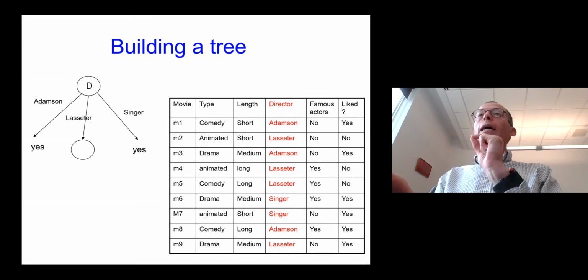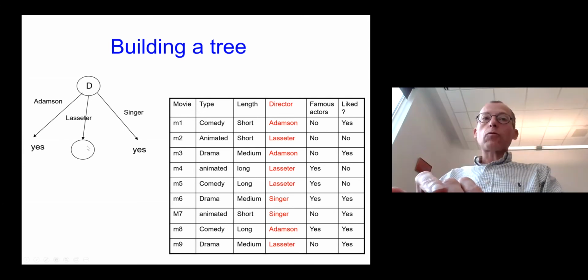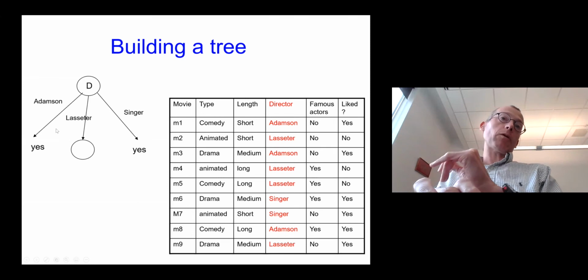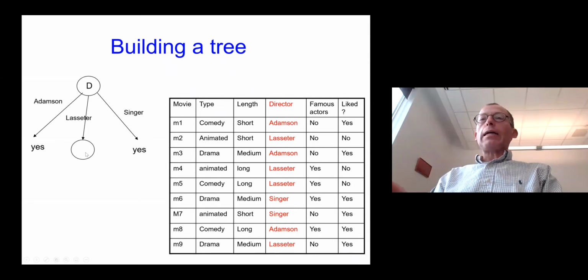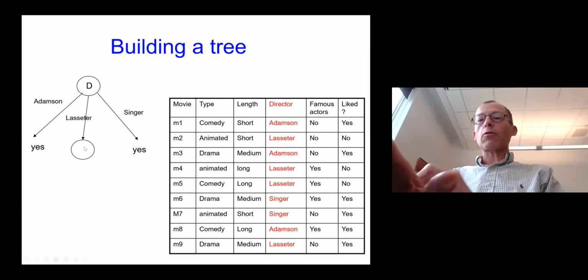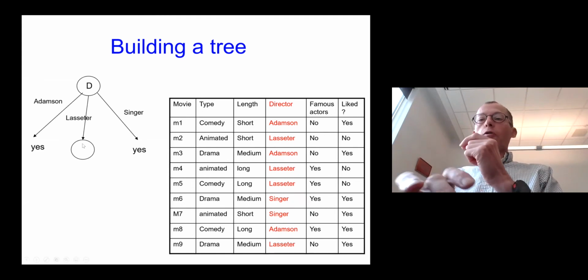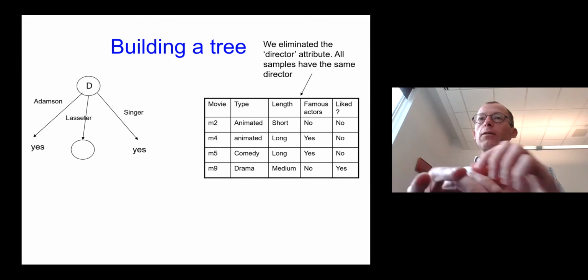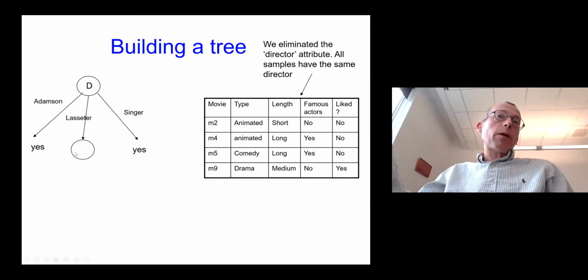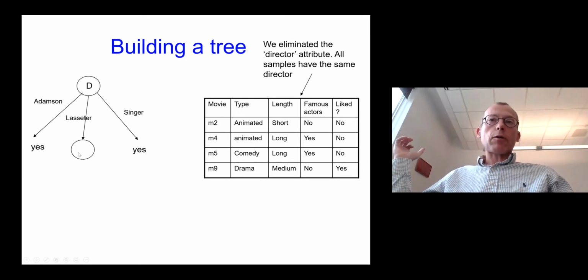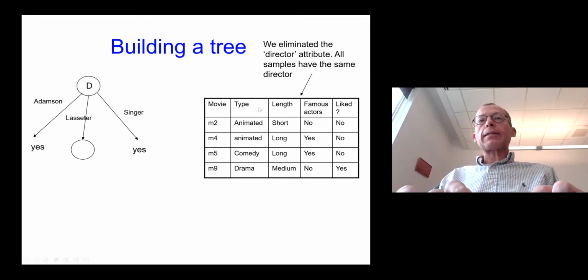How do we find a new question? Before we ask a new question, we do two things. First of all, we just take the samples that are assigned to Elastitor. We don't care about the ones that have Singer and Adamson anymore because they go elsewhere. We just care about the samples that have this answer to this attribute. The other thing is that we remove the director from the attribute list, because we know that all the samples here have the same director, so it's not going to help us. So this is the new input for the recursive call. We removed all of the samples that have a different director, and we removed the director column, because that's not going to be a useful question for us. Now we still have 3 other questions that we can ask: type, length, and famous actors.